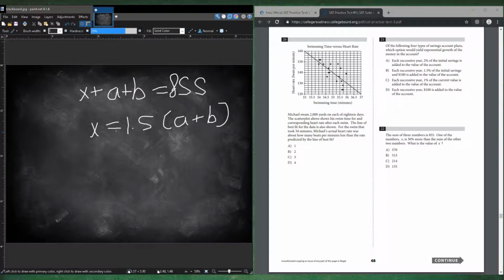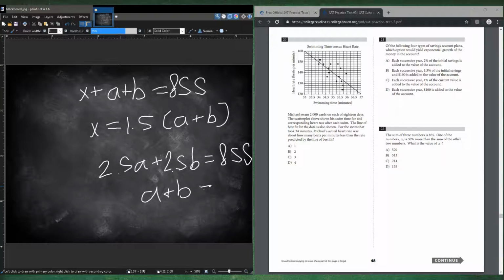If you substitute x into the first equation, that would be 1.5a plus 1.5b plus a plus b, which is 2.5a plus 2.5b equal to 855. So a plus b, because you just divide both sides by 2.5, is 855 divided by 2.5, which is 342. So we already have a plus b. Plug it back into our second equation. 342 times 1.5 is 513. So x is 513. So the answer is B.